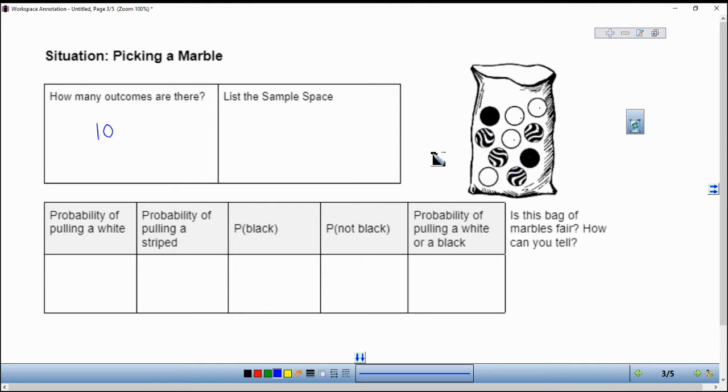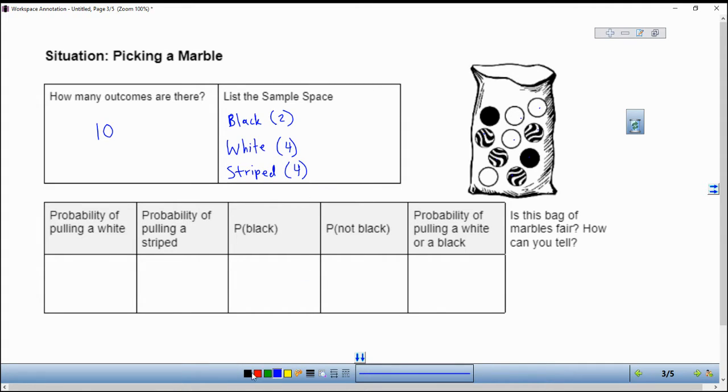So let's list the sample space. The sample space is, you have the black marbles, and there are 2 black marbles. You could pick out a white marble, and there are 4 of those. And then we'll call these, I guess, striped. Striped would be 4 as well.